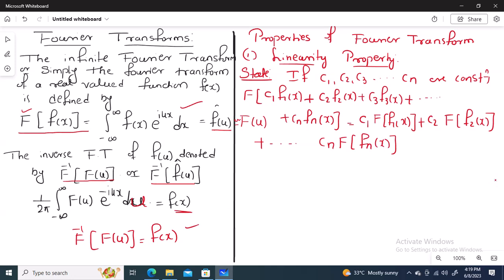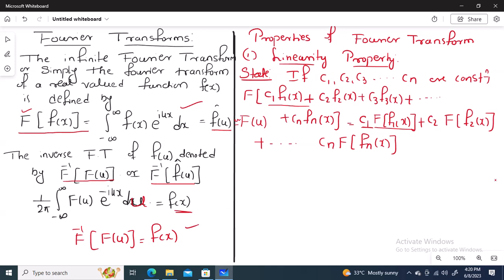We know how to operate the Fourier transform for a real valued function. Suppose we come across a function which is multiplied by some constant. How do we operate the Fourier transform then? It is simple. Suppose I consider c1 as a constant and f1 of x as a real valued function. If I operate the Fourier transform on c1 f1 of x, the constant should be taken out, because the Fourier transform is applicable only to the function. So this is equal to c1 times F of f1 of x plus c2 times F of f2 of x, and so on.